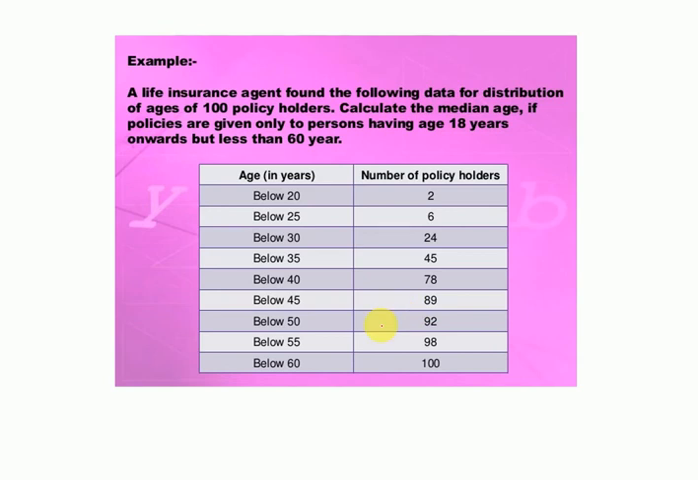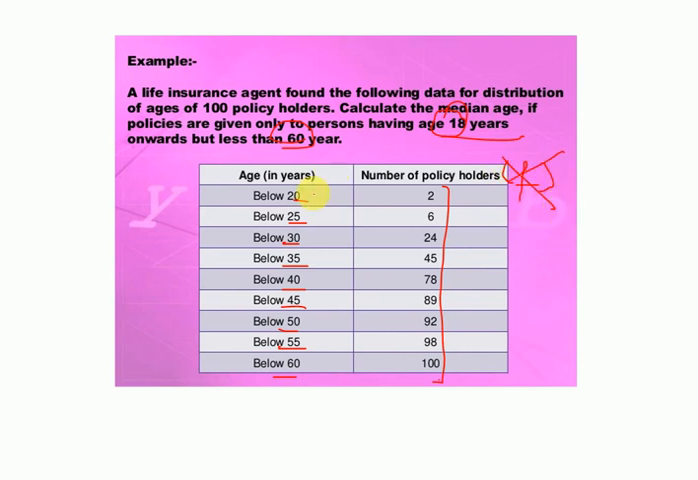Okay, now here we are given the question. What is the question saying? A life insurance agent found the following data for distribution of ages of 100 policy holders. Calculate the median age if policies are given to persons having age 18 years onwards but less than 60 years. Here you can see in the question we are given below 20, below 25, below 30, below 35, below 40, below 45, below 50, below 55 and below 60, and the number of policy holders, right? Now you cannot say that this is F.